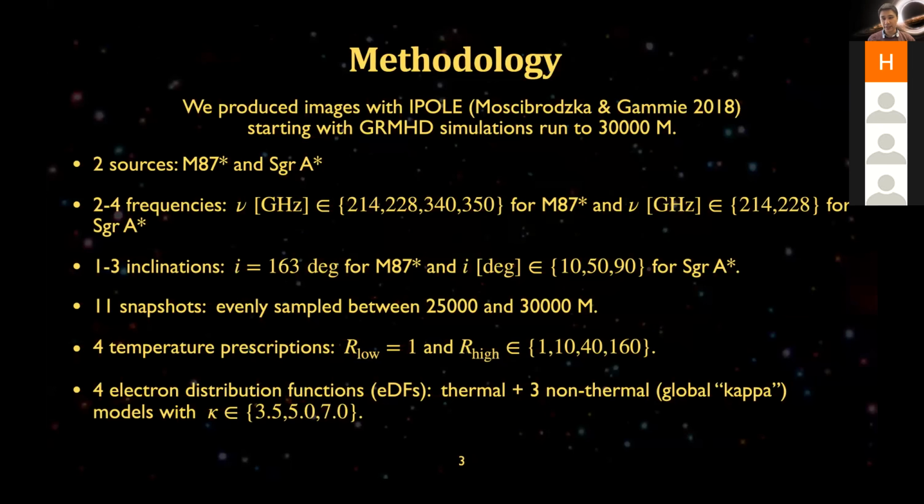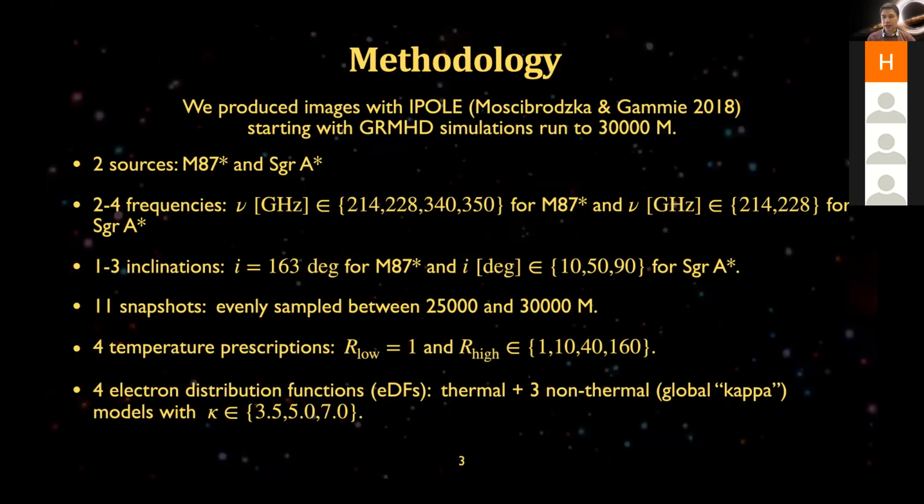We did 1 to 3 inclinations. So 1 for M87, since we know the inclination due to the jet. And for Sagittarius A*, we tried 10, 50, and 90 degrees, just to see the difference between face-on, edge-on, and intermediate case. There are 11 snapshots, just because there's a large dimensionality in the imaging already. We only did 11 to sample the time dimension.